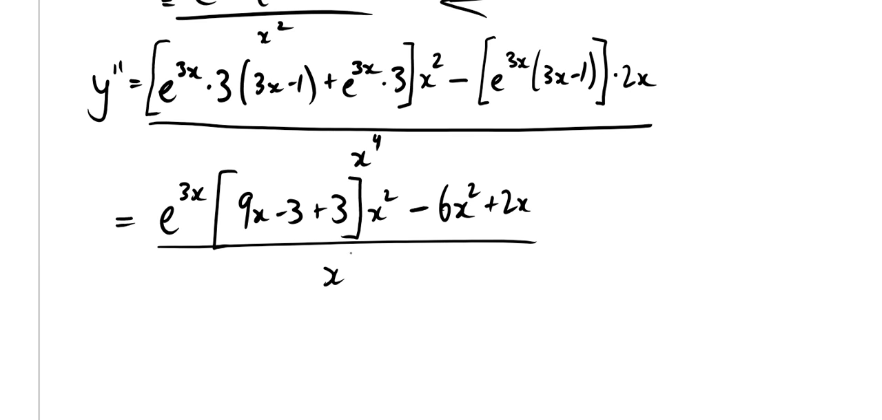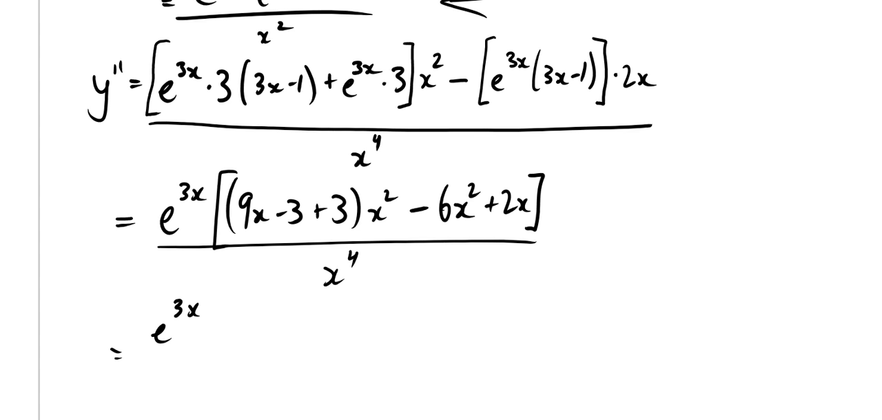Over x to the 4th, which equals e to the 3x. We're going to solve this anyway, so I never want to expand that back through. I want to leave that out, right? 9x minus 3 plus 3 is obviously 9x. 9x times x squared is, sorry, I'm going to go back and fix this. That should be like that because I factored the e to the 3x out of the whole thing.